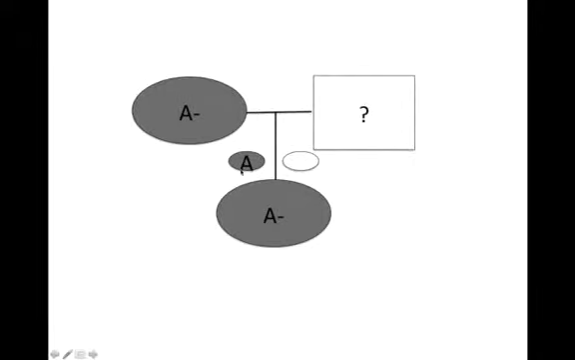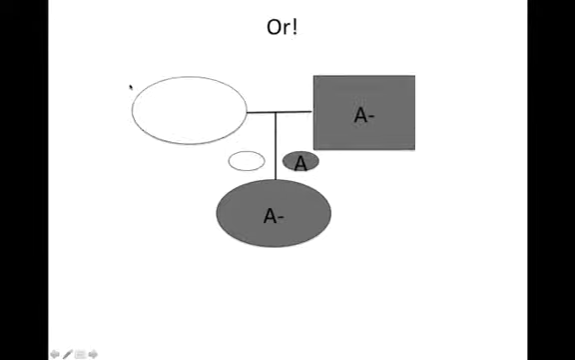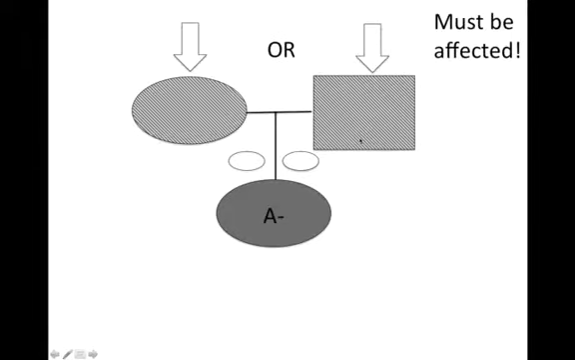So it could either come through the mom, in which case the mom must carry the dominant allele and should also carry the trait, or it has to come through the dad, right? So there's only two ways this individual could have gotten this big A. It either has to come down through the egg or through the sperm, so should have either an affected mother or an affected father. So one of the two parents must be affected.